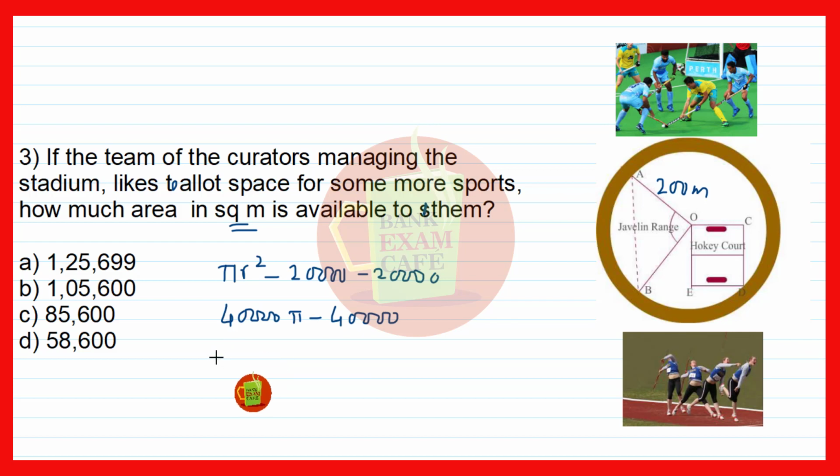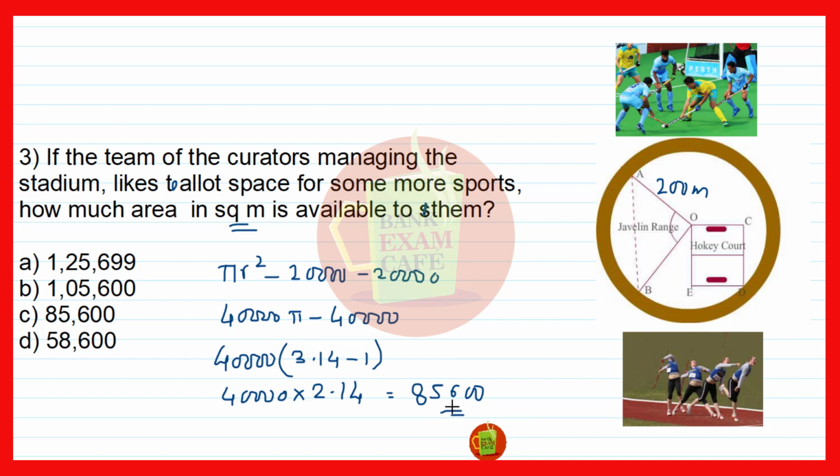Take out 40,000 as a common factor, so it will be 40,000 inside the bracket, pi is 3.14 minus 1. So 40,000 multiplied by 3.14 minus 1, that is 2.14, and if you take the product, you get 85,600 square meter. Therefore the remaining area that can be allotted for the other sports will be 85,600 square meter. So the C option is the correct option. Now let us move to the next question.